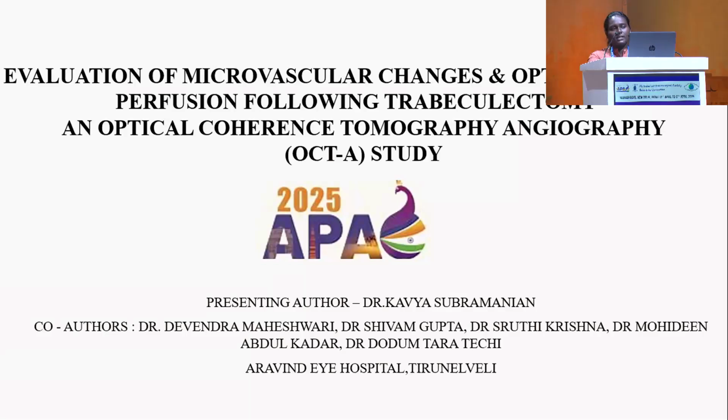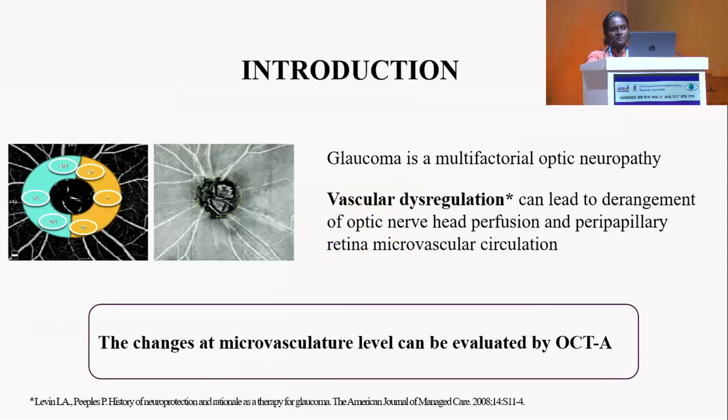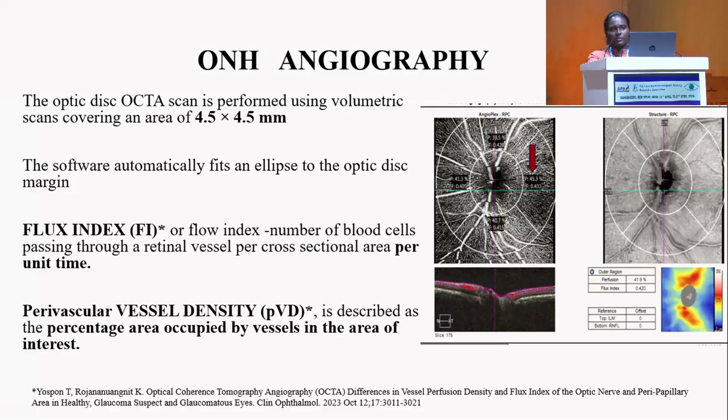I am going to discuss the evaluation of microvascular changes and optic nerve head perfusion following trabeculectomy: an optical coherence tomography angiography study. Glaucoma is a multifactorial optic neuropathy, among which the vascular theory hypothesizes that vascular dysregulation can lead to derangement of optic nerve head perfusion and peripapillary retinal microvascular circulation. The changes at the microvascular level can be evaluated using OCT angiography.